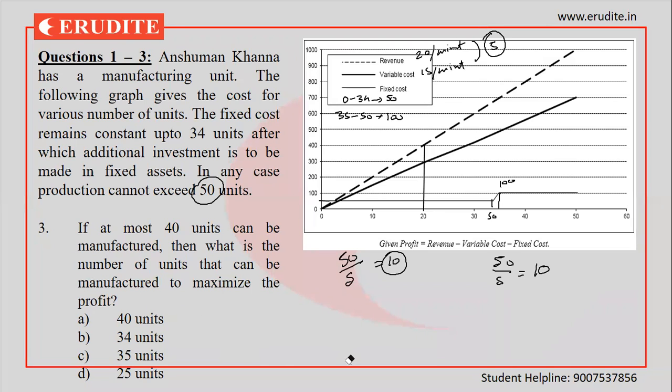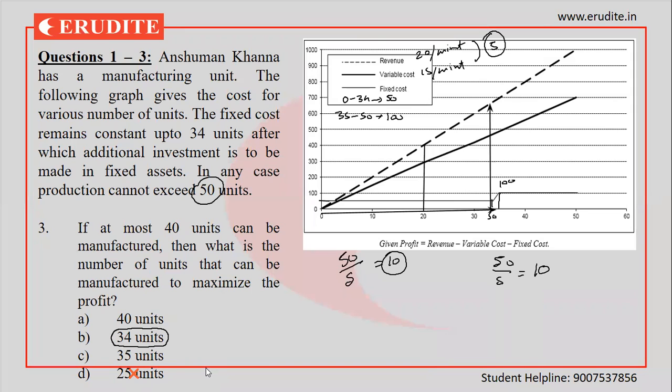At most 40 units can be manufactured; where is the highest profit? First of all, up to 34, highest profit is at 34. Because we can see the revenue is increasing at a higher rate than the variable cost, and fixed cost is fixed. So if we consider the graph up to this much, at this 34 point profit is highest. So first of all, 25 cannot be the answer.